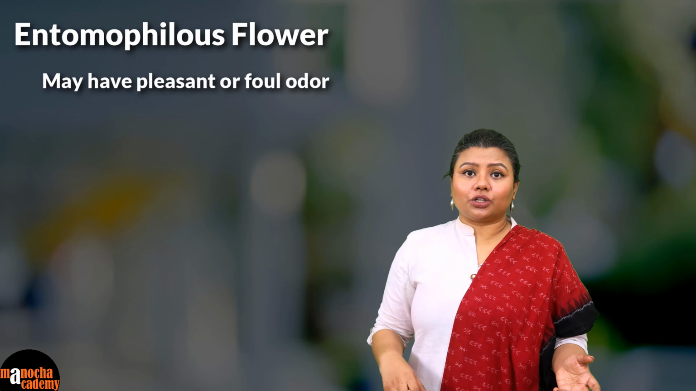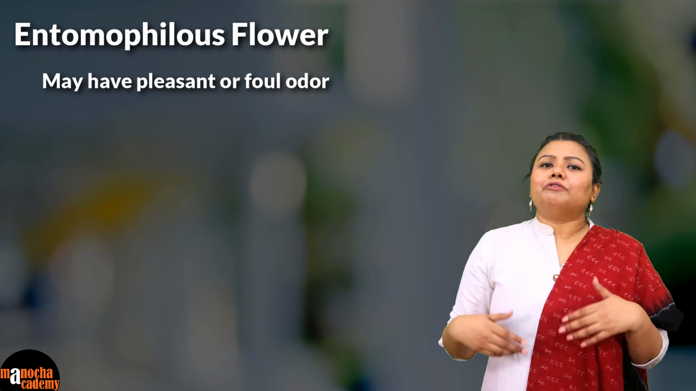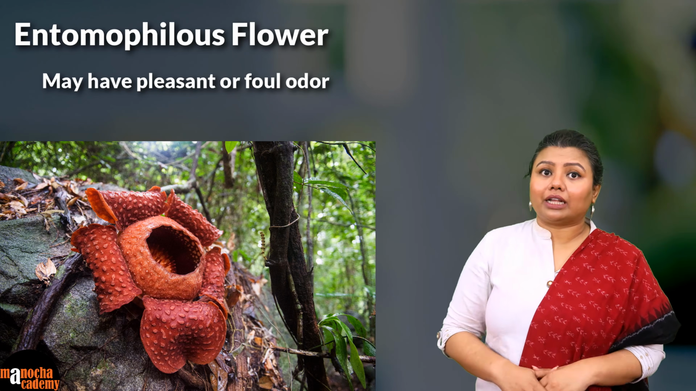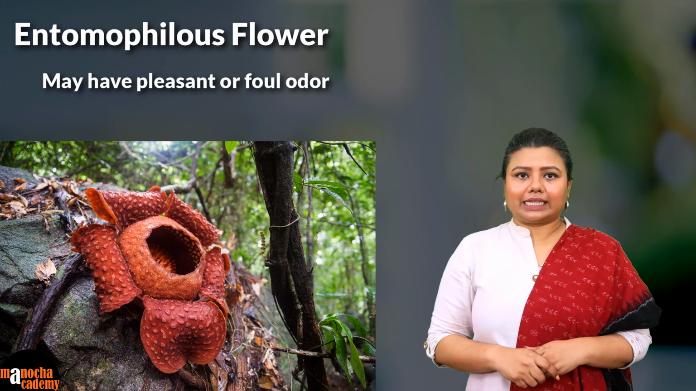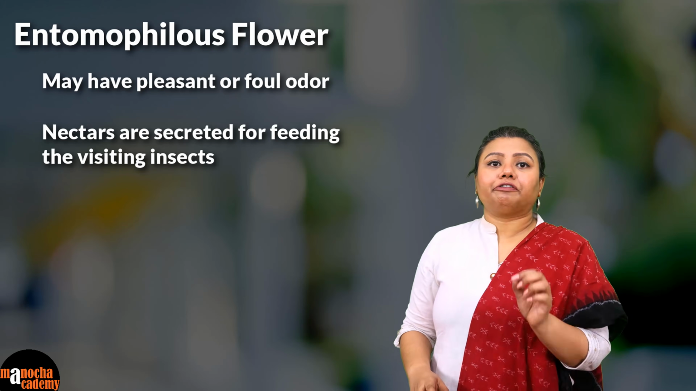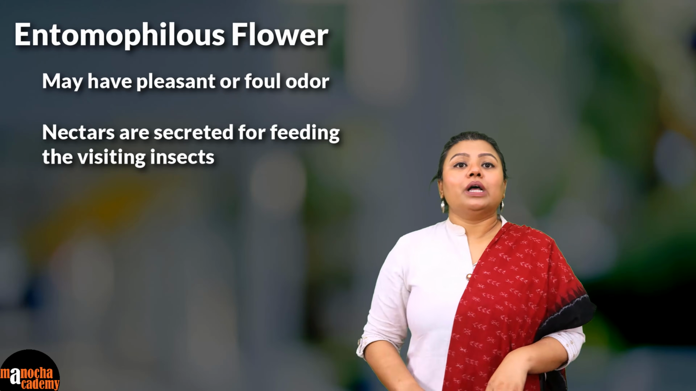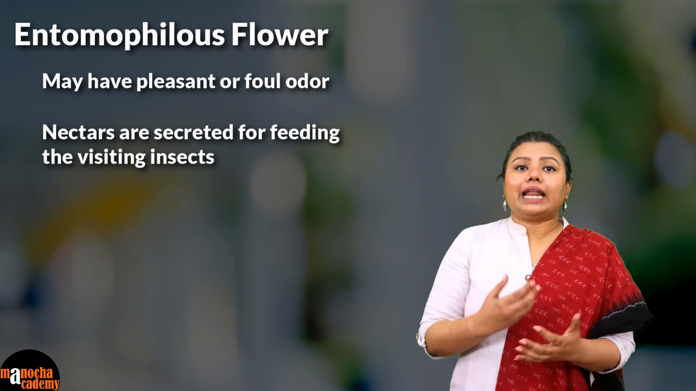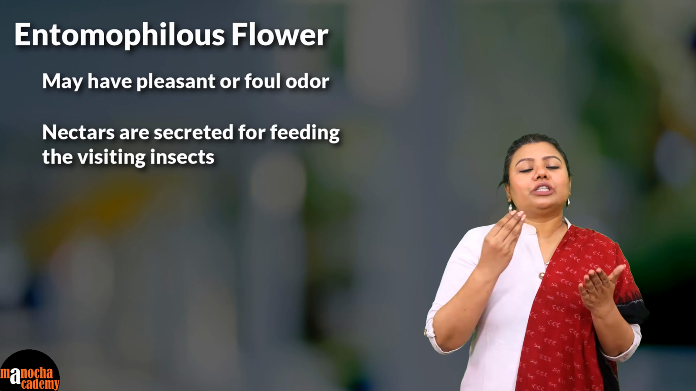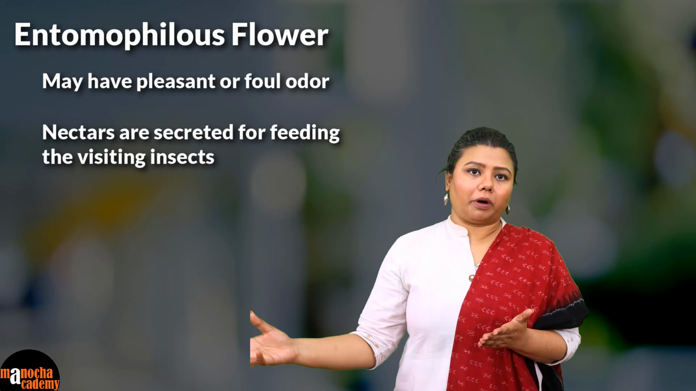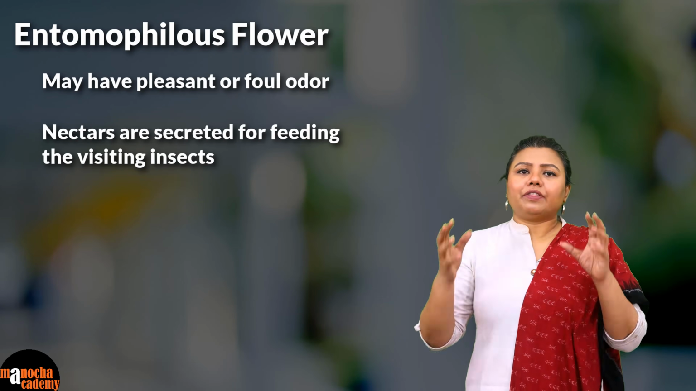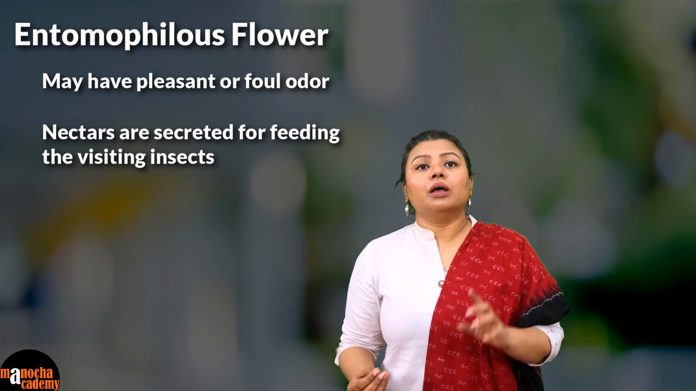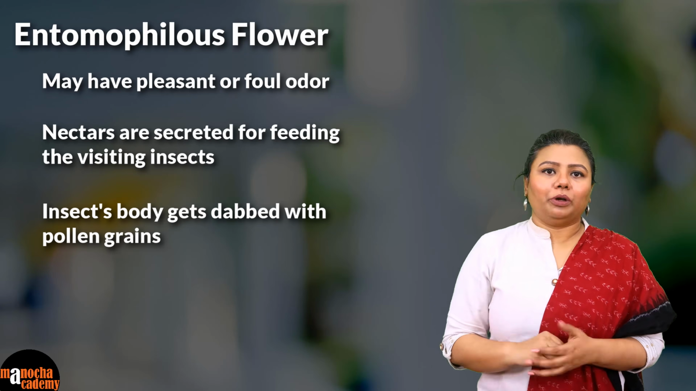Odor may be pleasant or foul. If it is pleasant odor, for example in jasmine, it attracts insects. If it is foul odor, for example in rafflesia, then also it can attract certain insects. Nectars are secreted for feeding the visiting insects. So the flower has to provide some kind of reward to the pollinator. It provides either nectar or edible pollens which these insects visit the flower for. And if the nectar glands are present, they are usually present deep inside the flower, so that the insect has to go into the flower, during which their body is dabbed with pollen grains.